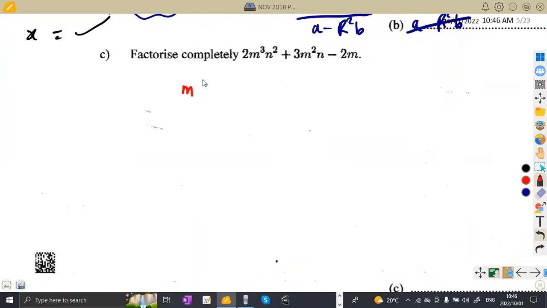So if I factor out this M, if I remove this M, there are 3 of them, so if I remove one, I'm going to be left with 2 of them. So it's going to be 2m squared n squared. Here there are 2 of them, so if I remove one, I'm going to be left with 1m. So it's going to be 3mn minus, here there's only 1, so if I remove that m, I'm just left with 2. So this is what I'm going to be left with. But am I done? No, I'm not done, because this is a quadratic expression that you're now left with.